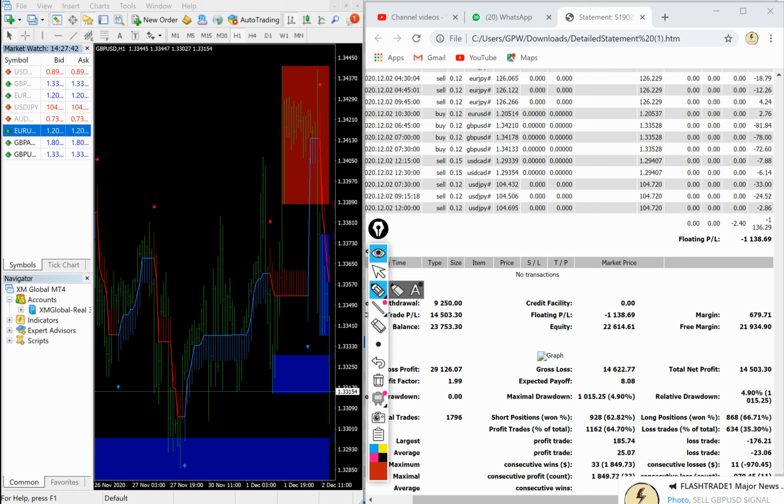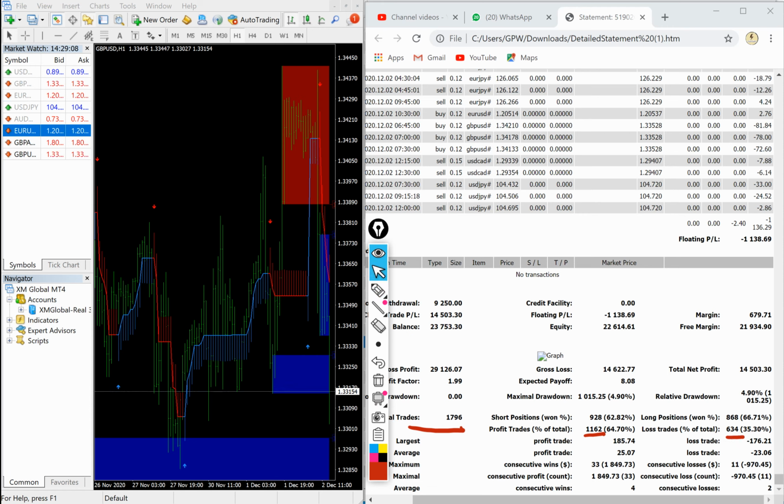Also check the drawdown on the account, which is 4.90%, which is the relative drawdown, while maximum drawdown and relative drawdown are different things. Now also check here that total trades on the account are 1796, where profitable trades are 1162 and loss trades are just 634.